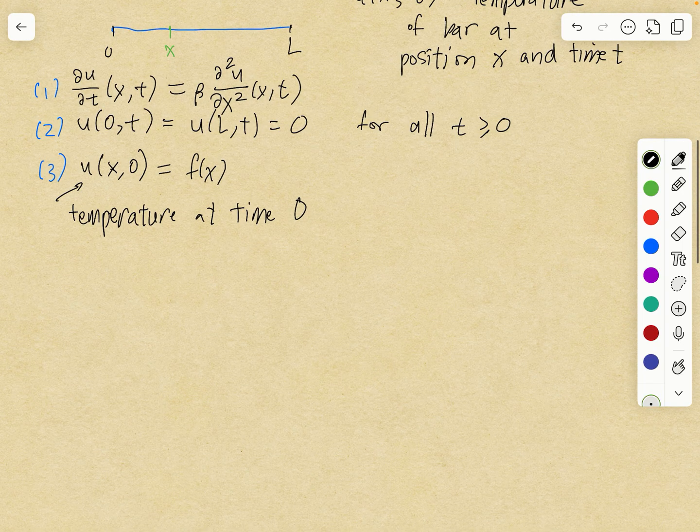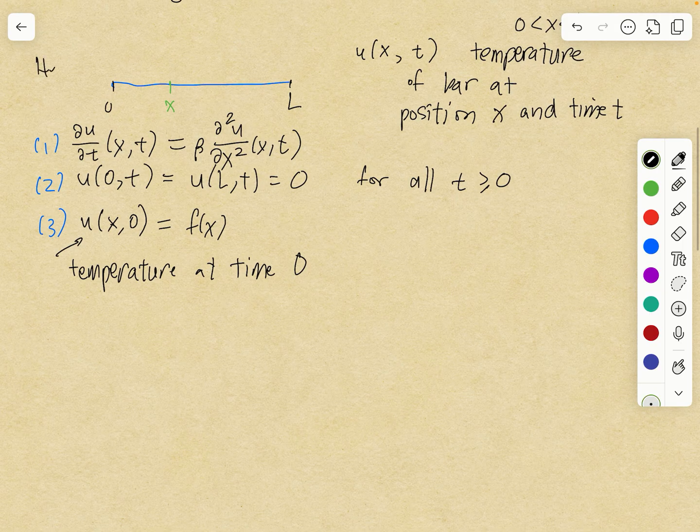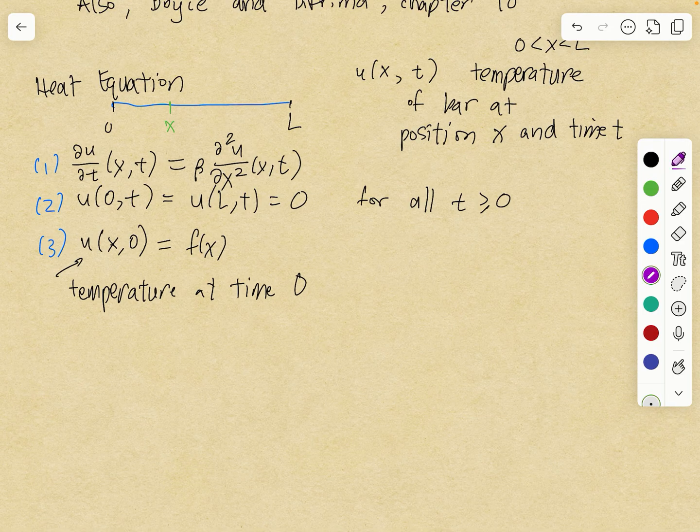Okay, so this is the equation for heat flow. It is sometimes called the heat equation or heat conduction equation. This constant beta is a positive constant called the thermal diffusivity, and it depends on various aspects of the bar. It depends on something called the conductivity, the density, and some other physical things, like the heat of the material in the bar.